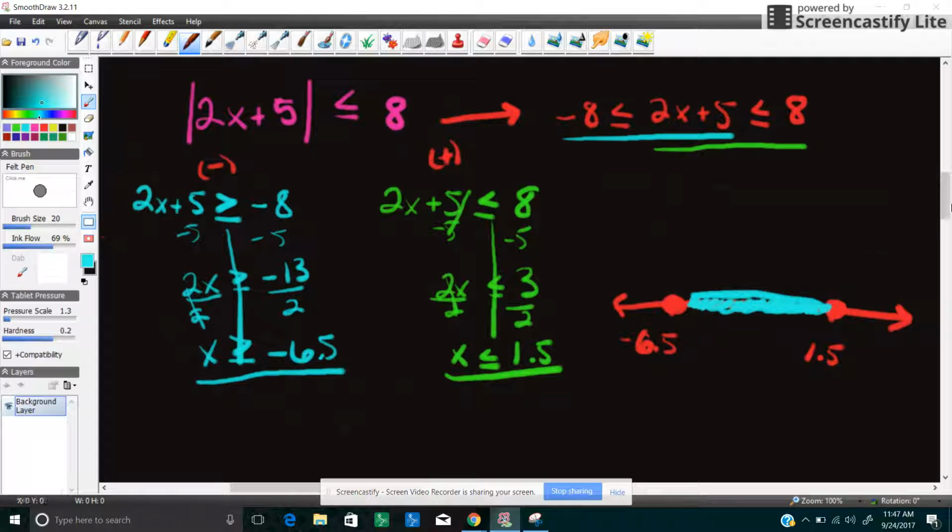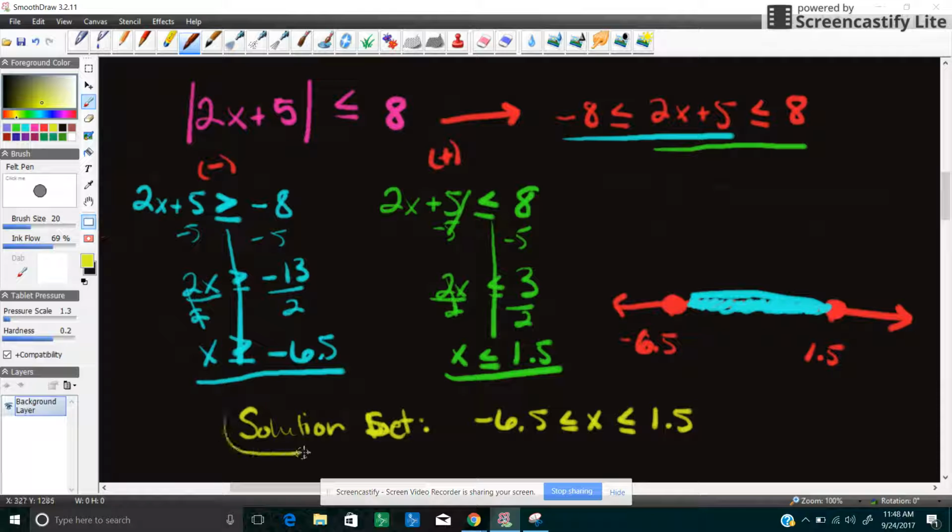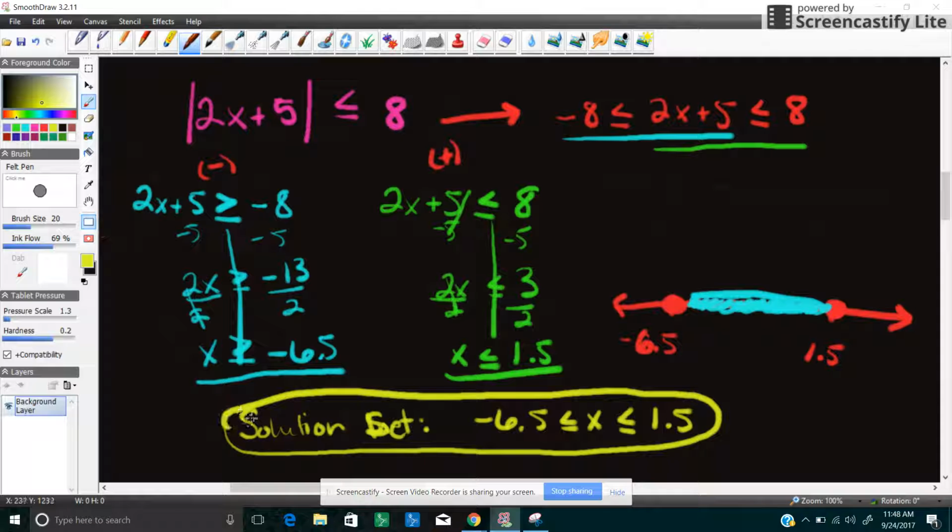So I'm going to go ahead and write it officially. Let's use a different color. Let's use yellow. So my solution set for this particular absolute value inequality is going to be that negative 6.5 is less than or equal to x, less than or equal to 1.5. And this right here is our answer. Okay, let's go ahead and try one more.